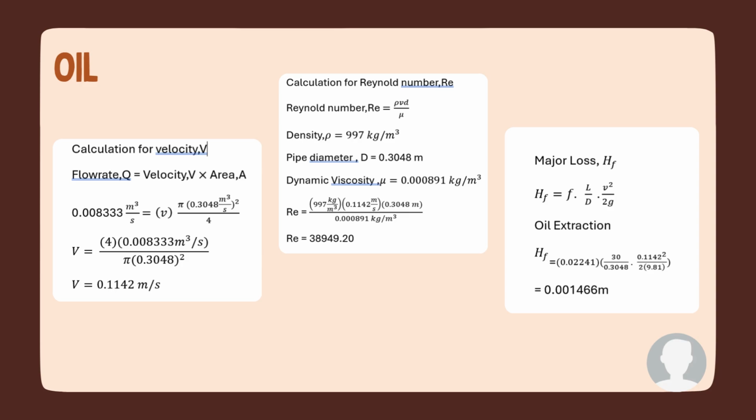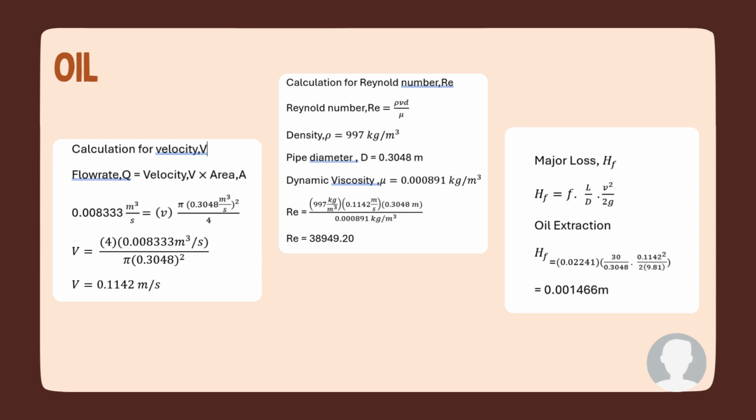So we just put in the information that we got, and we will get the velocity equals 0.1142 meter per second. And then the calculation for Reynolds number, Re. As we know, the formula for Re is equal to rho u D over mu, and the density for the water is 997 kilogram per meter cube, and the pipe diameter D is equal to 0.3048 meter.